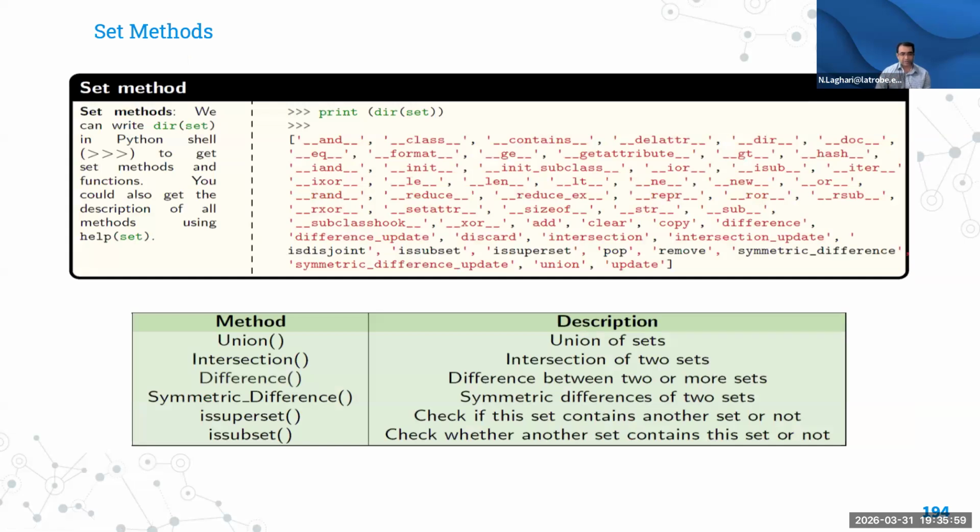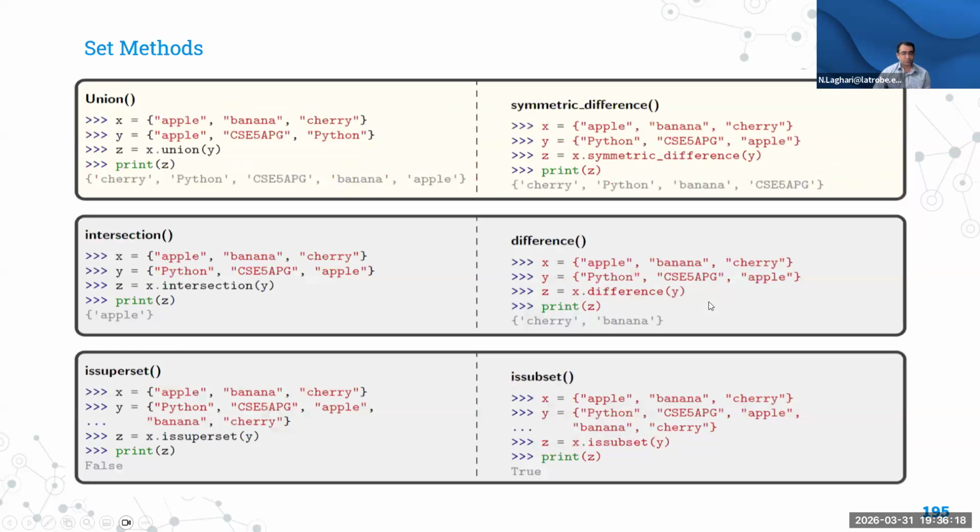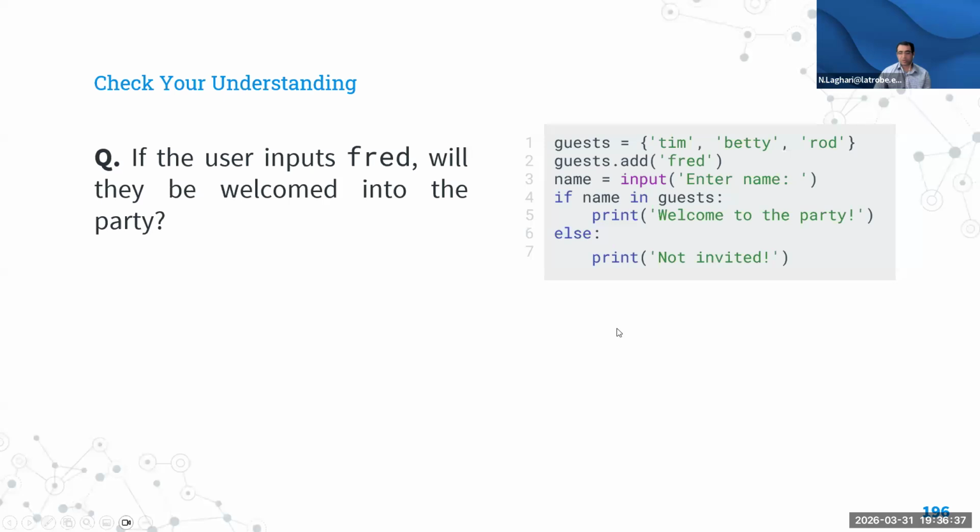So there are a few methods which you can find for the set. The important ones are union, intersection, and difference. Symmetric difference, superset, is subset. Okay. So here are some examples you can see. They are there and they'll be present in the presentation. You can come and review these programs later.